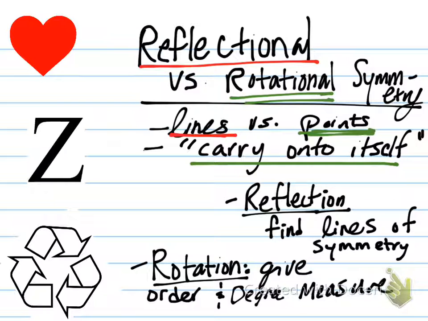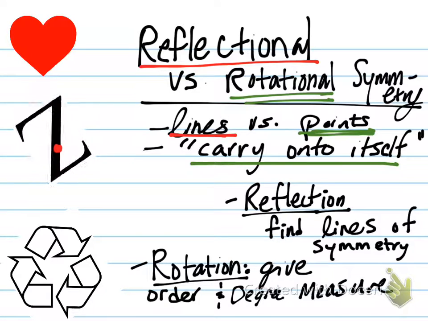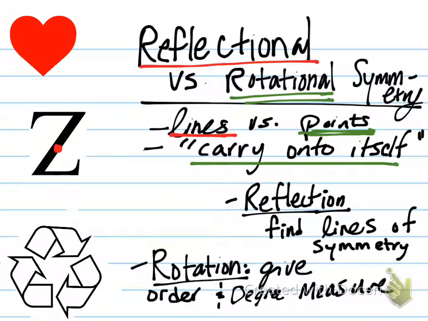However, there are rotations I can do to both the Z and the recycling symbol to carry them onto themselves. So watch for a moment as I rotate the Z, not a full 360, but simply part of the way. Now, unfortunately, the software I use is going to make the shape bigger, so ignore the dilation, because remember, rotations are a rigid motion. I did a half turn there, and the Z looks the same. The font I've chosen is not quite perfect either, but you get the idea.